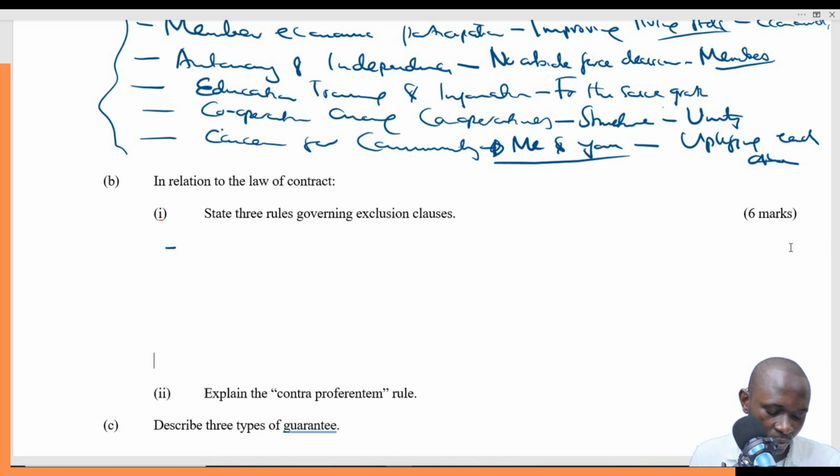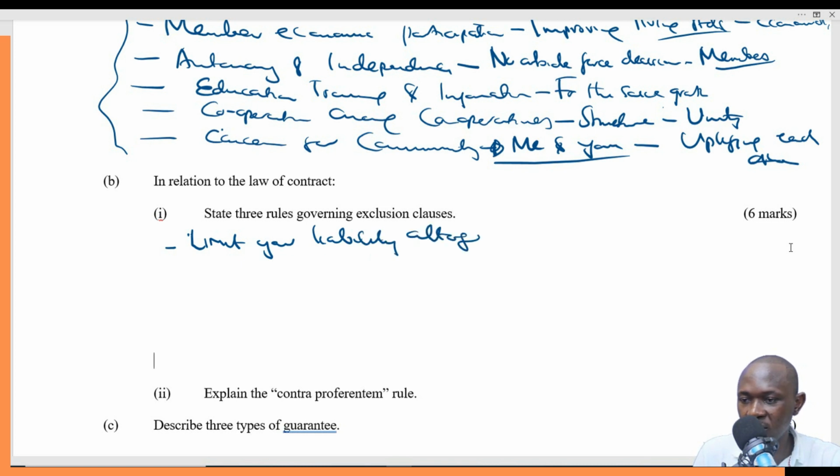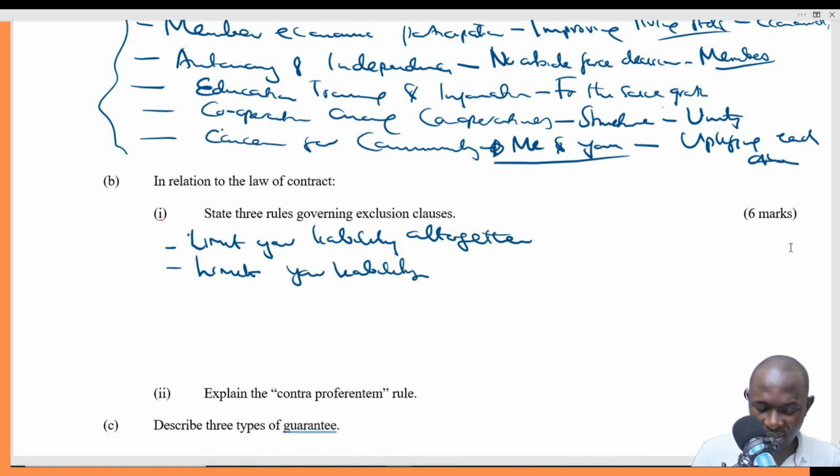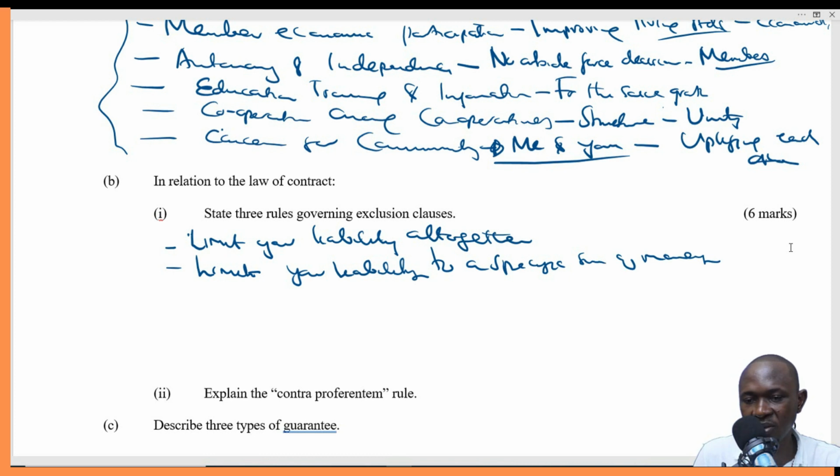Number one, let's talk something about the exclusion clauses first. The three types of exclusion clauses. Number one, you might limit your liability altogether, in totality. Or you might limit your liability to a specific sum of money, or you might limit your liability to certain circumstances.